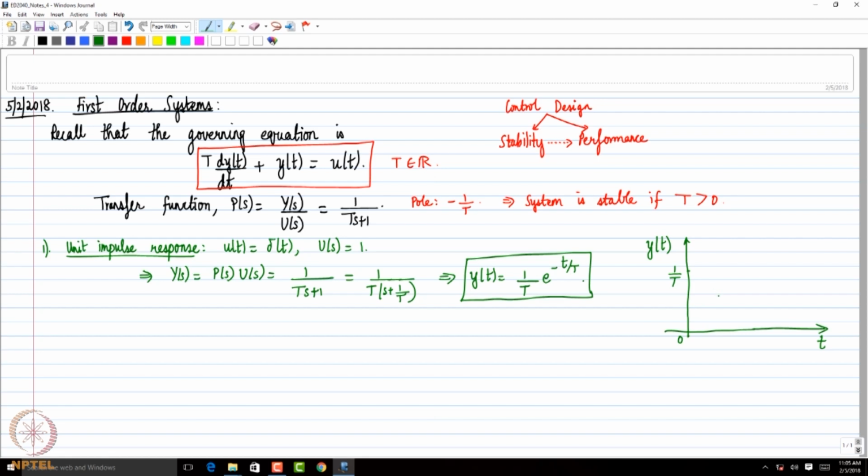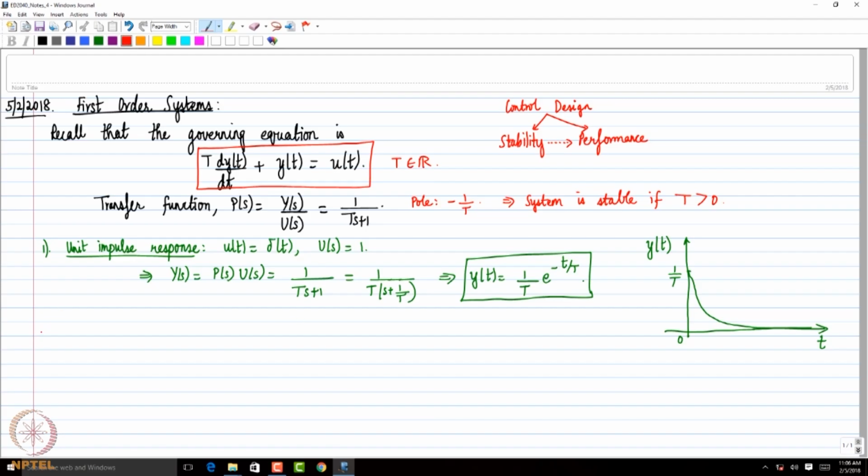Please remember, the assumption that we made while deriving the transfer function was that all initial conditions are 0 to begin with. So the unit impulse response of the first order system that we are considering increases from 0 to 1 by T almost instantaneously. Once it reaches 1 by T, it decays exponentially, with the exponent being minus 1 over capital T. That's the interpretation here. So this goes to 0 as t tends to infinity. So this is the unit impulse response.